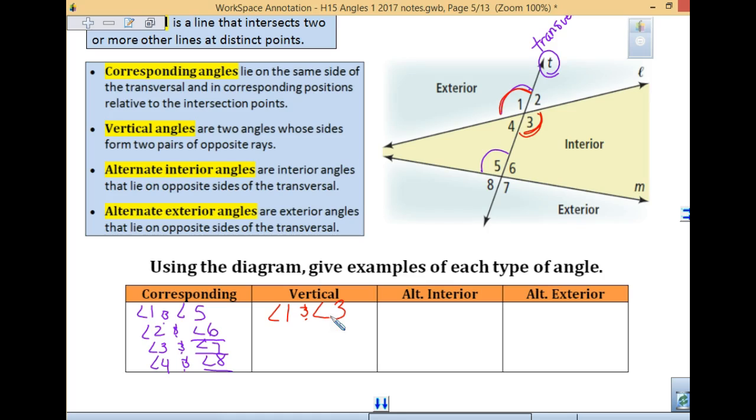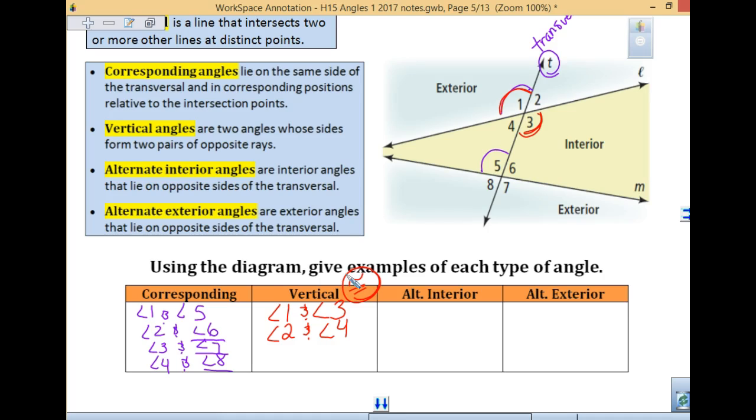So when I look at 1 and 3 being vertical, I also know angle 2 and which one? 2 and angle 4. Give me 2 more pairs. Now, the nice thing about vertical angles is these 2 angles are almost always going to be congruent. Congruent means that they are what? What does the word congruent mean when we were working with our figures?